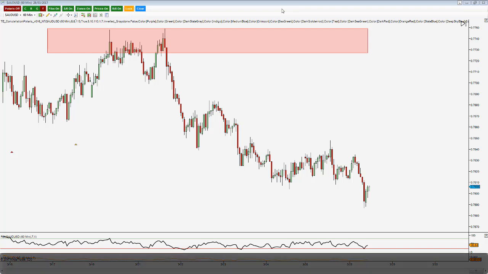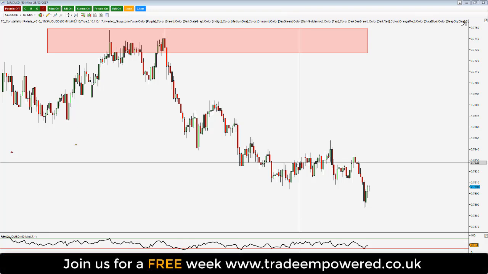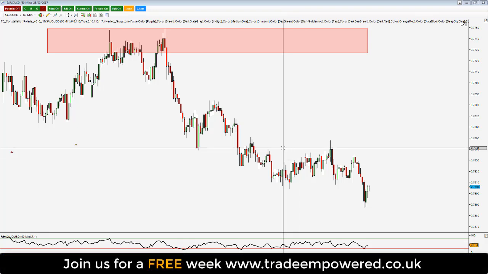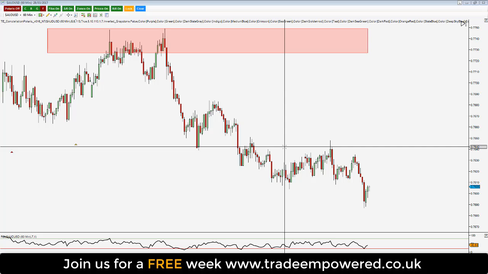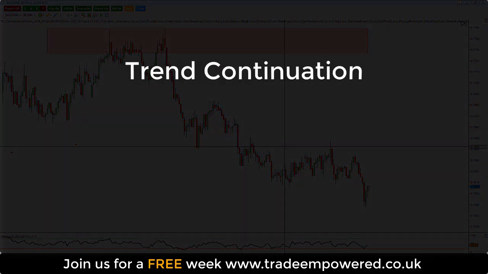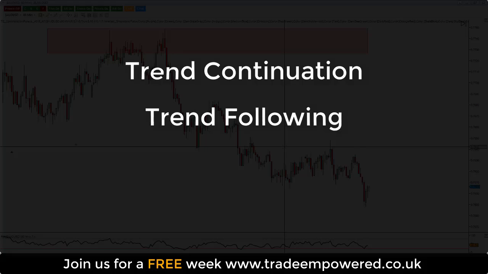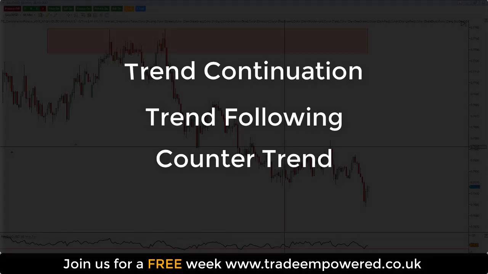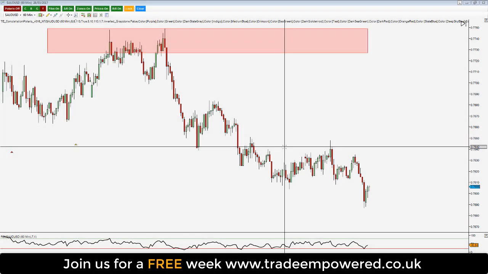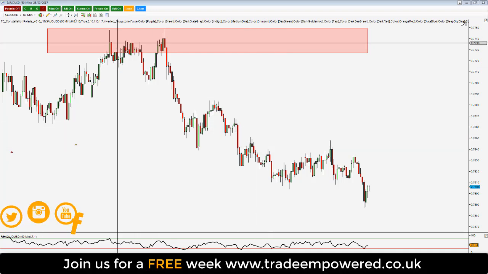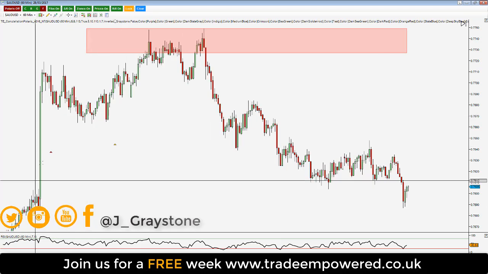Alright, so we're going to go over the Aussie dollar as an example here, okay? I'm going to go over all different cases, whether you're a trend continuation trader, trend following trader, or a counter trend trader, and give you examples of the differences between those, okay? So we're looking at the Aussie dollar.